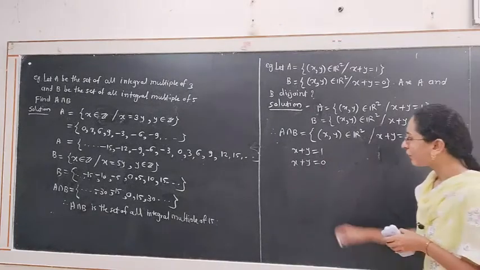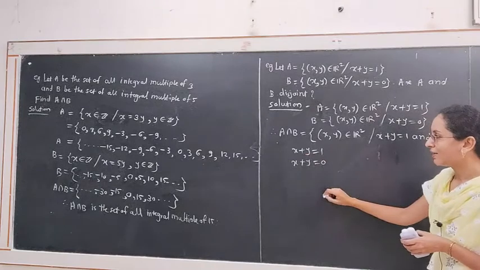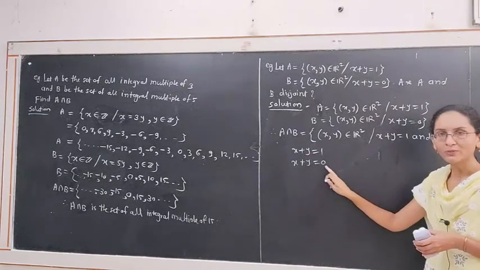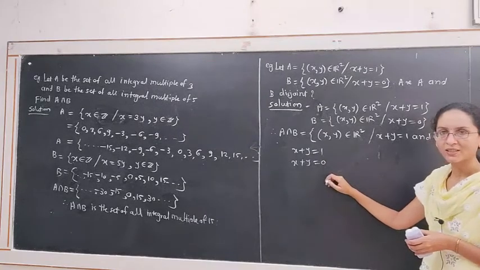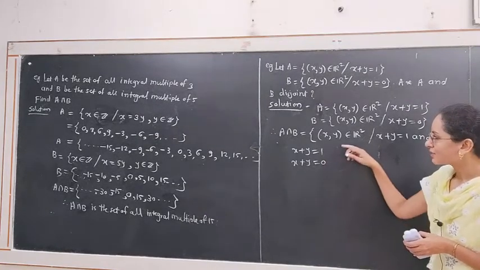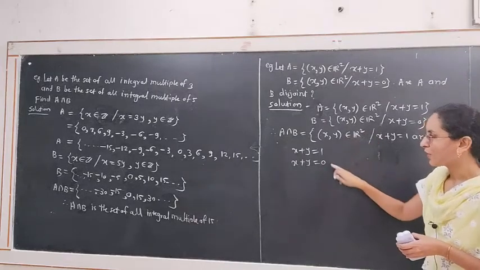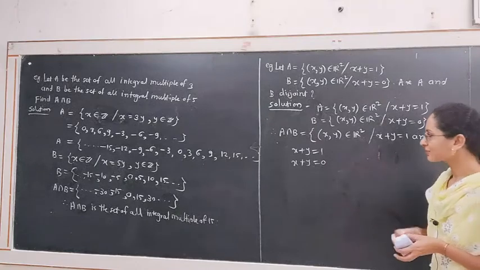If we subtract the second equation from the first, we get 0 is equal to 1, which is not true. If we add these two equations, then also we do not get any solution. Hence, there is no solution for these two equations. There is no common solution for these two equations.